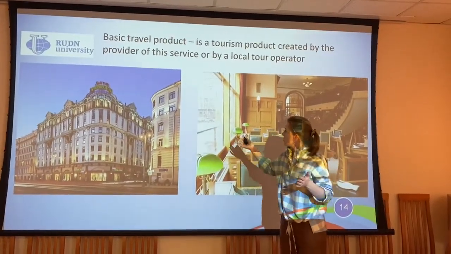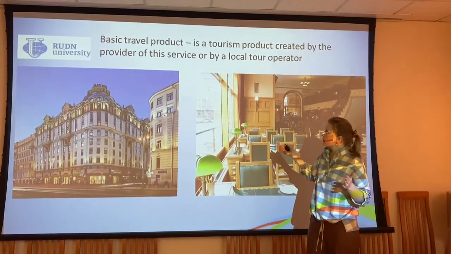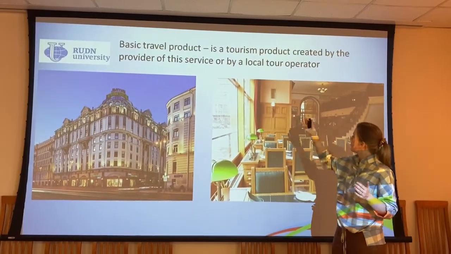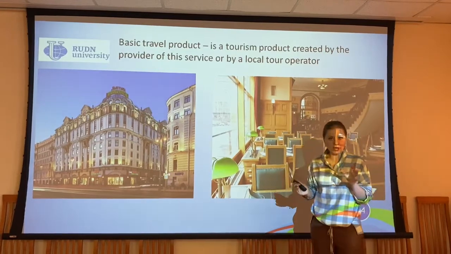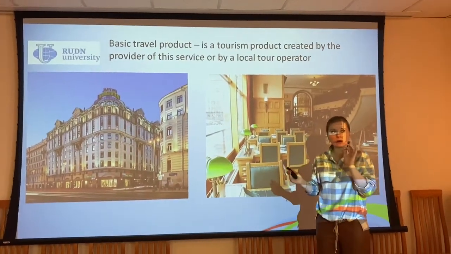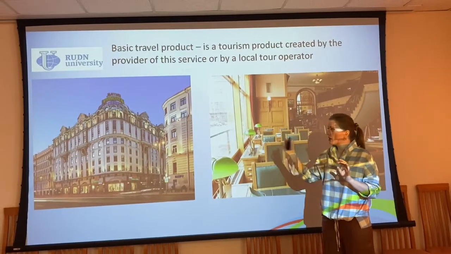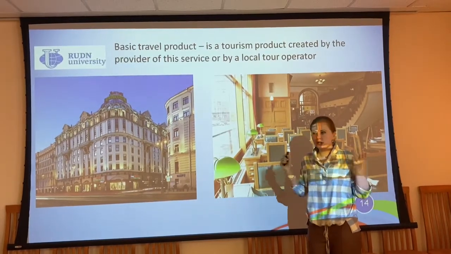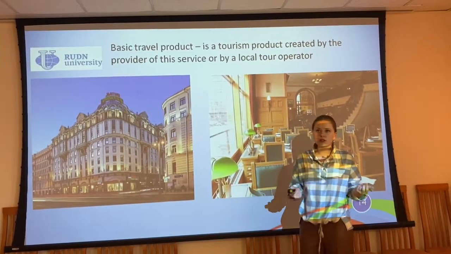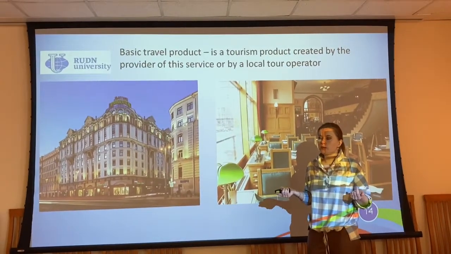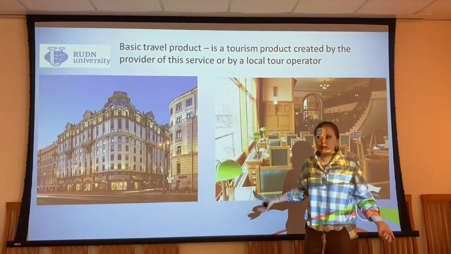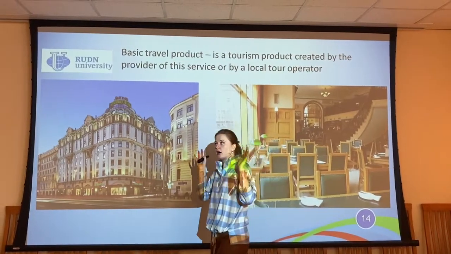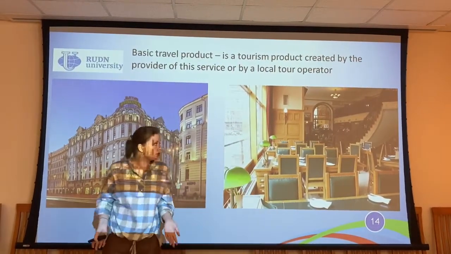Let's see. Well, we have a great hotel, and this hotel can become the basic travel product, a tourism product created by the provider of the service, by a local tour operator. And when we look through the hotel, we can see that it provides other services, not only accommodation. It provides a gym, restaurant facilities, a pool, maybe some excursions, and we can combine which of this huge number of services we need for our product.